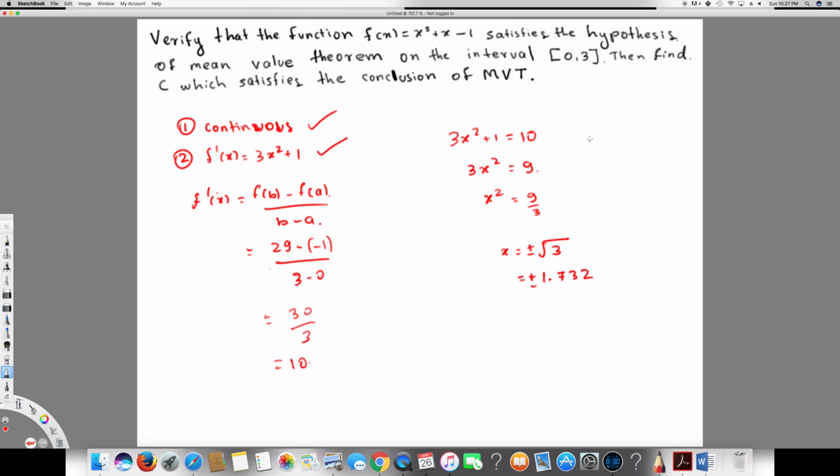If you check, the negative value is not within the endpoints, because we have a limited domain, which is 0 to 3. In this case the negative is not there, therefore negative 1.732 won't be our answer, but positive 1.732 is within these values, therefore it's going to be my answer. Therefore x is going to be equal to 1.732. So c, the real root, exists at 1.732. This is my final answer.